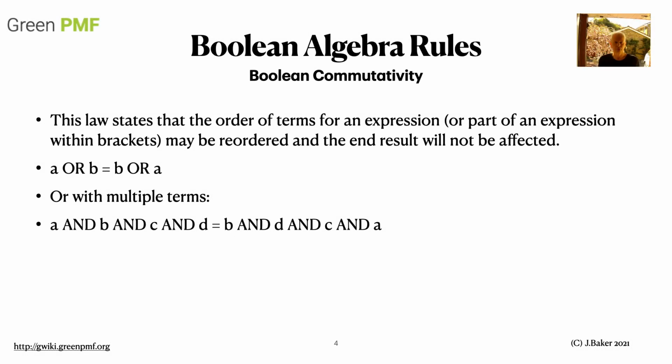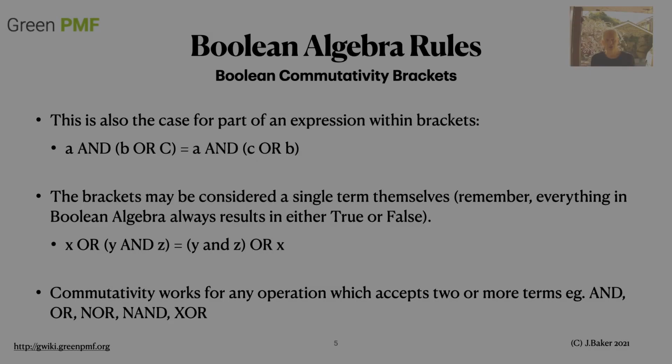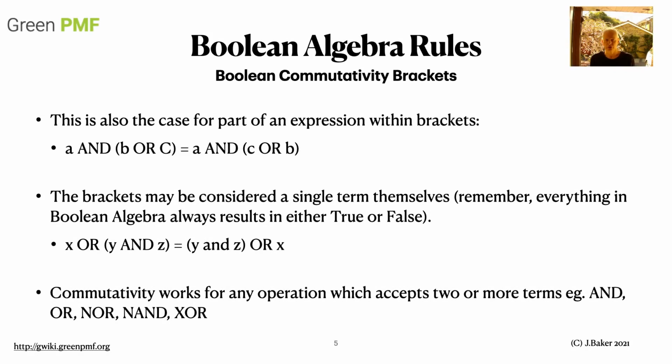So now we have the rule of commutativity. This law states that the order of the terms of an expression, or a part of an expression within brackets, may be reordered and the end result will not be affected. You can see in the slide below there's a couple of examples. This slide just gives some more examples of how you can apply the rule. Take a moment to have a look at them and try to see if you can understand how they work.